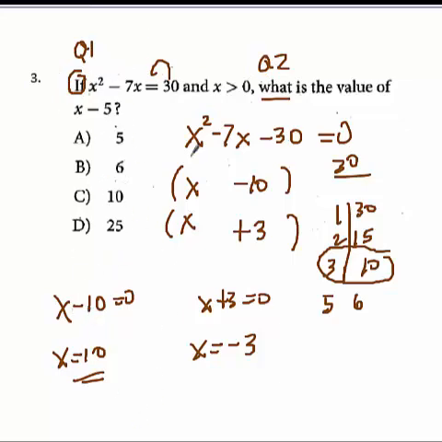Well, it says, what is the value of x minus 5? Well, which x do we use? Well, it gives me a clarification that x has to be greater than 0. So I have to pick this one and then set it into x minus 5, right? So the answer is going to be what? Just 10 minus 5. And so A is our correct answer.